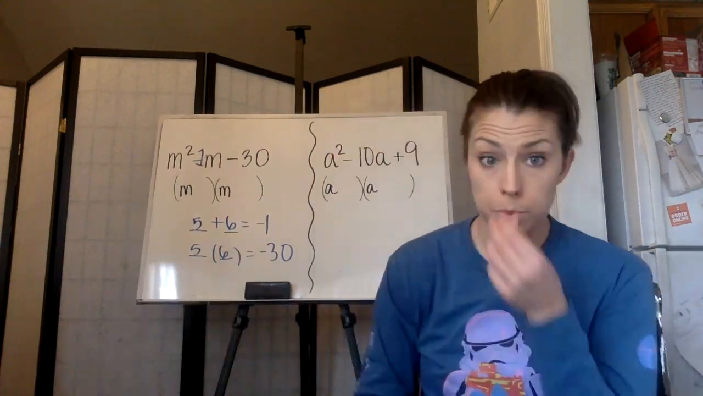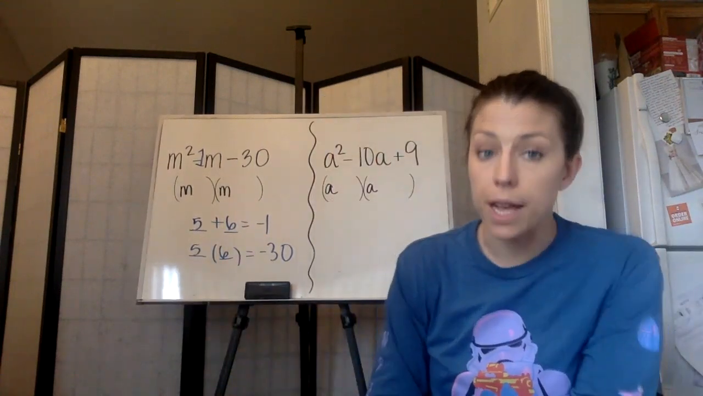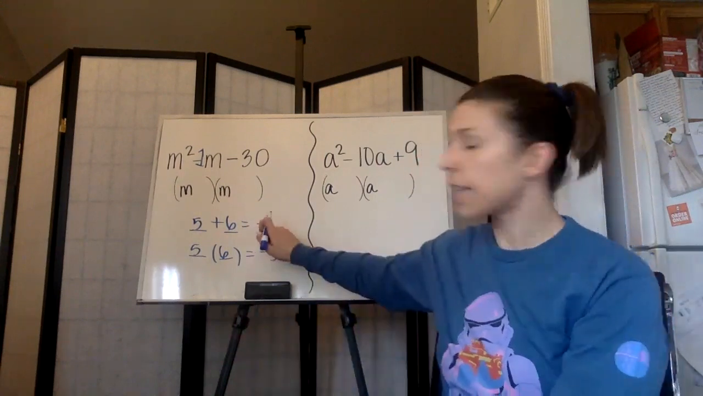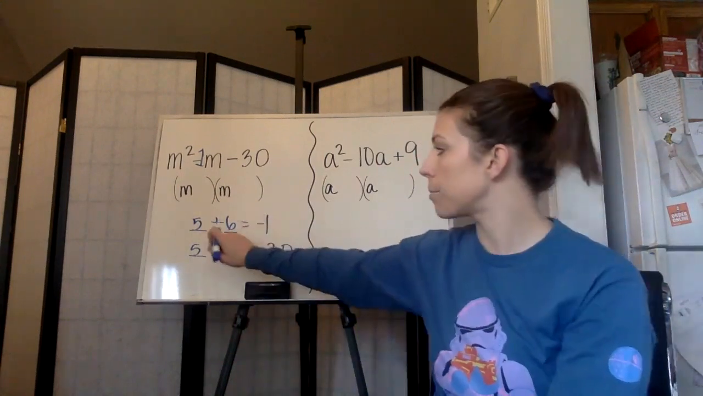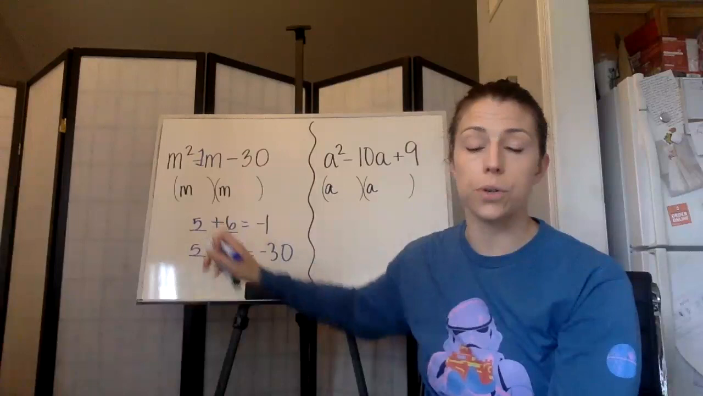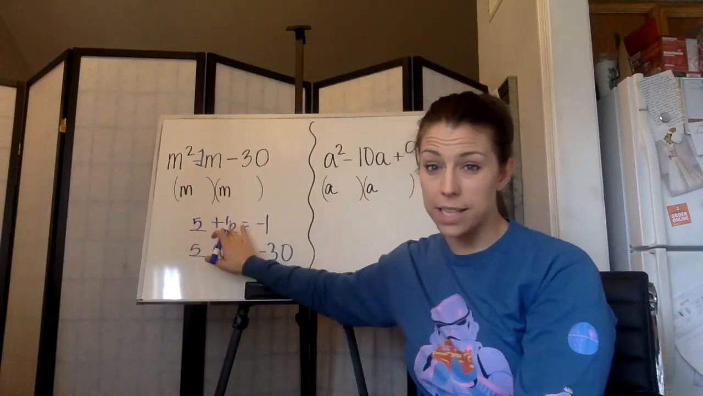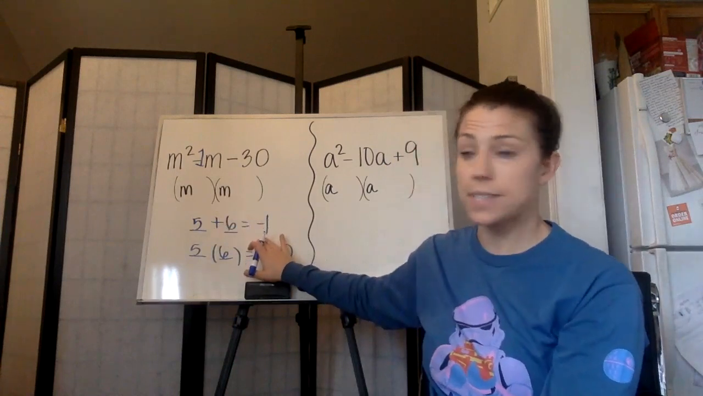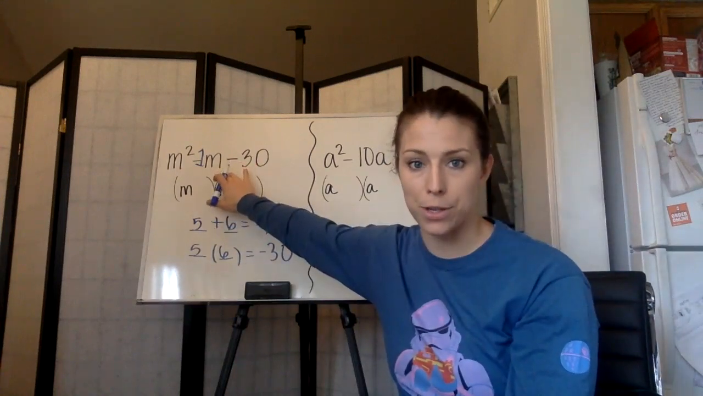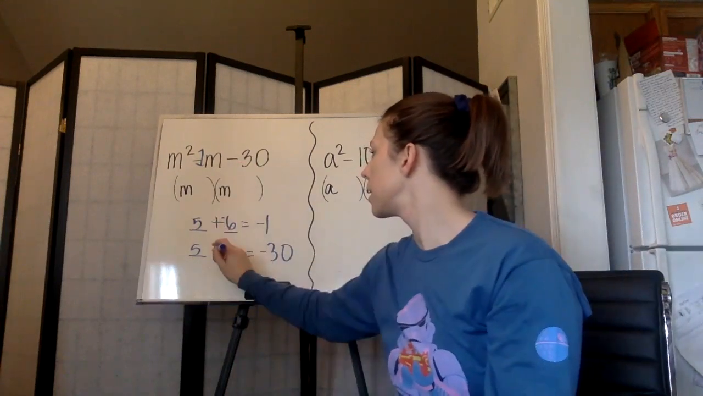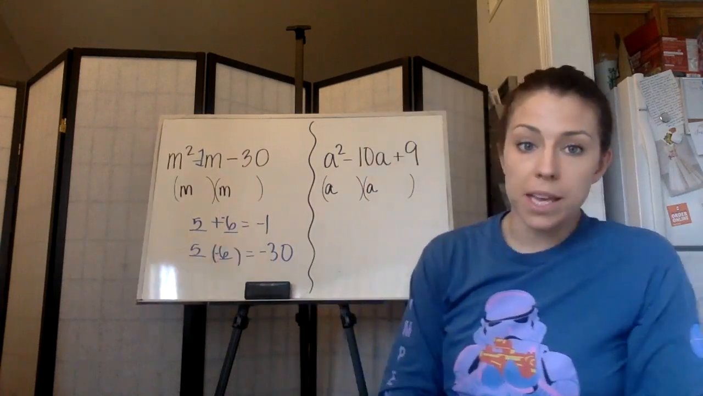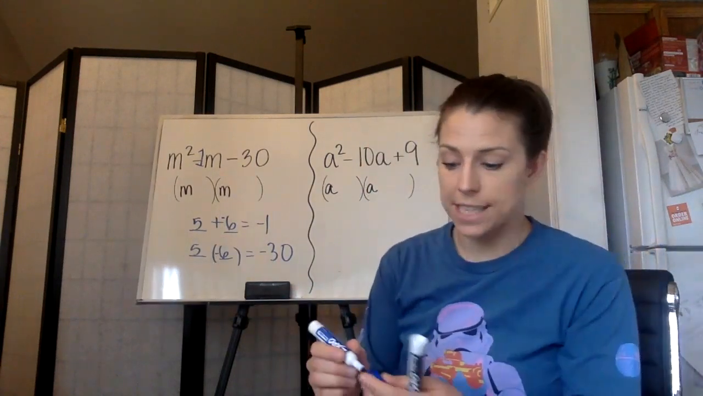Now the question becomes, which of these is negative and which of these is positive? So if the sum is negative, that means the greater of these two must be negative. In other words, if I made -5 and +6, my answer would be +1, and that doesn't match my original expression. So my values of P and Q are +5 and -6.